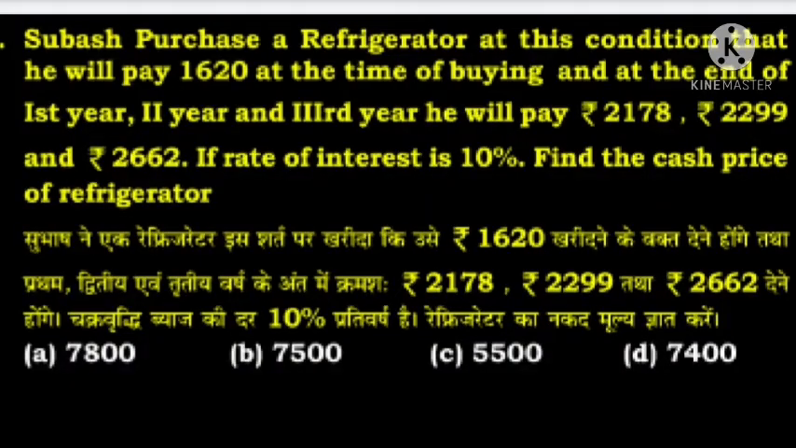Subhash purchased a refrigerator on the condition that he will pay 1620 at the time of buying, and at the end of the first year, second year and third year he will pay rupees 2,178, 2,299 and 2,662 if the rate of interest is 10%. Find the cash price of the refrigerator.